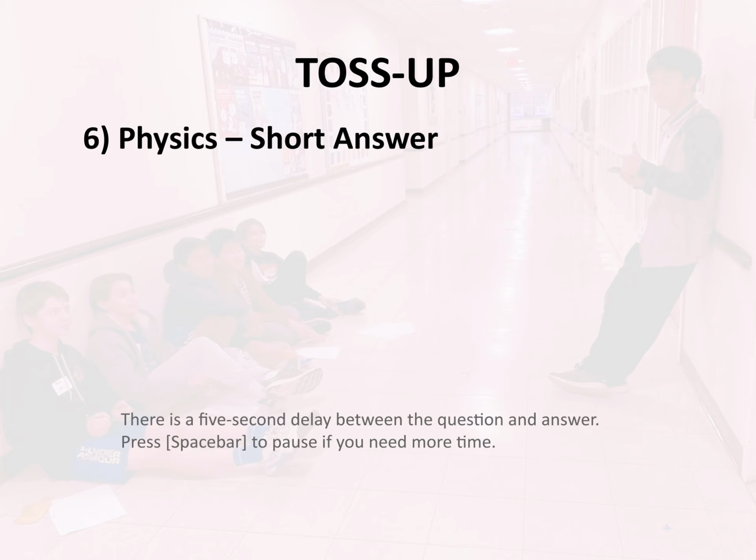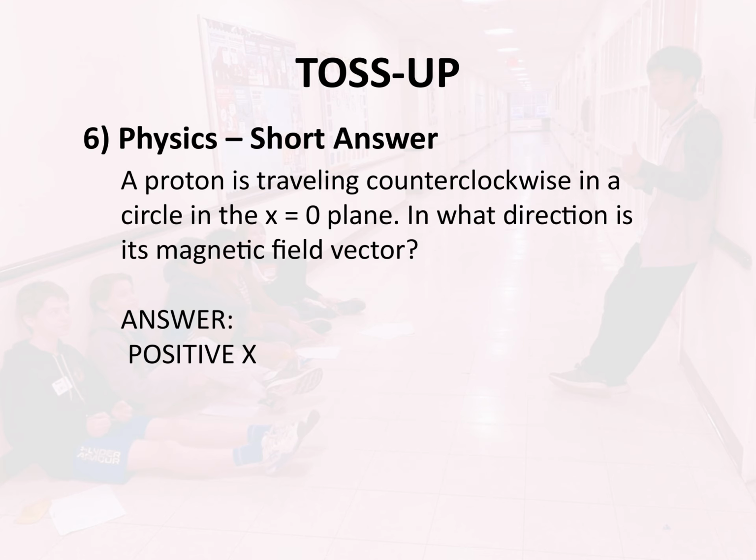Toss-up 6. Physics, short answer. A proton is traveling counterclockwise in a circle in the x=0 plane. In what direction is its magnetic field vector? Answer: positive x.